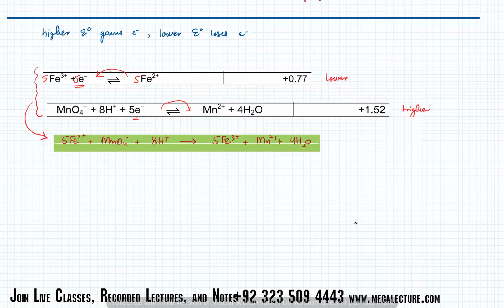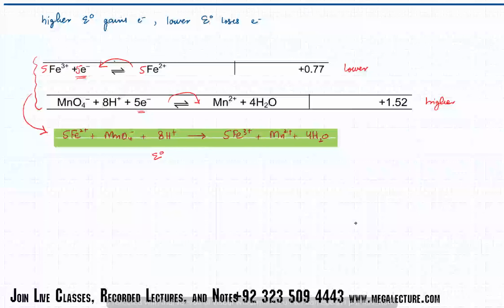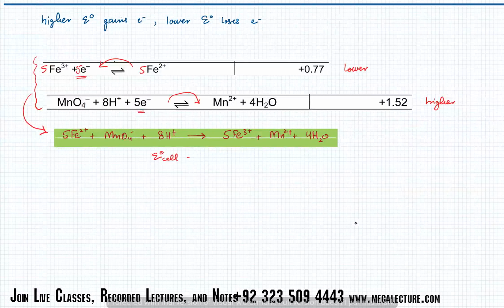And you can also figure out how feasible the reaction is by measuring the E naught cell. So it's reduction potential minus oxidation potential. So it's 1.52 minus 0.77. What do you get for this? That's 0.75, because that kind of tells you how feasible the reaction is.